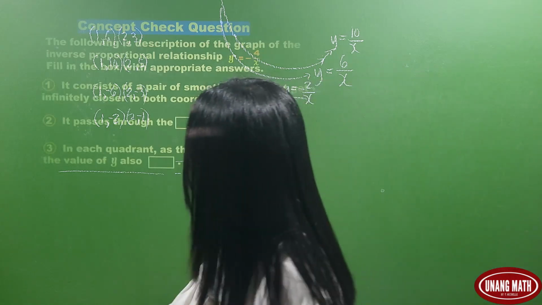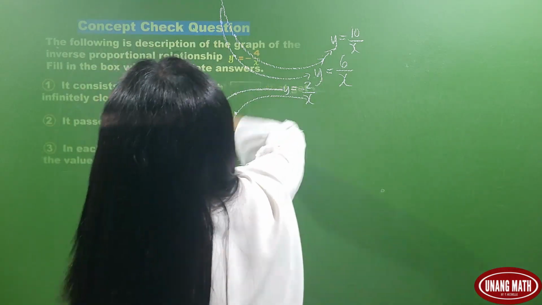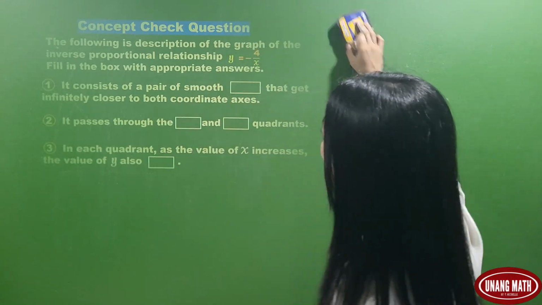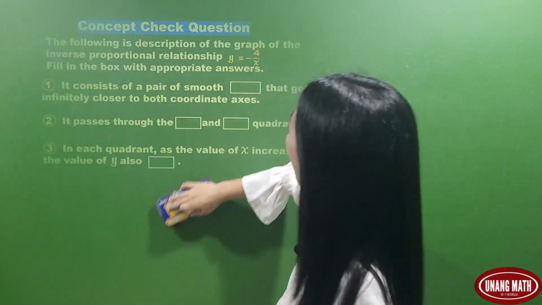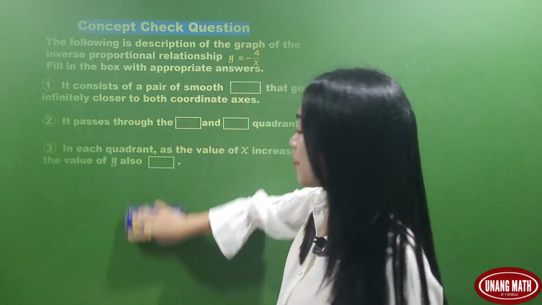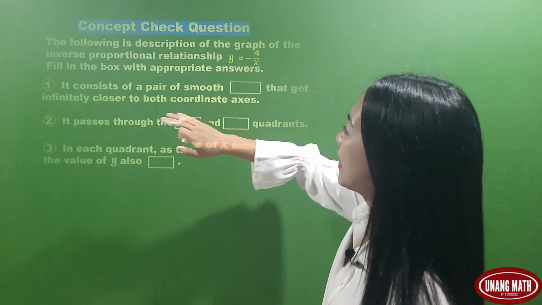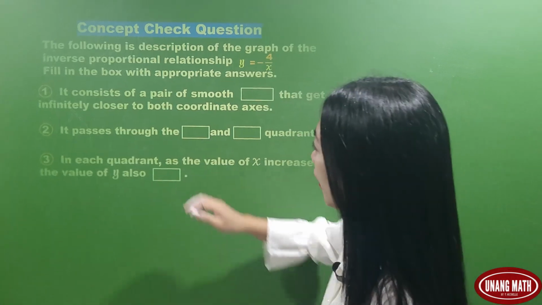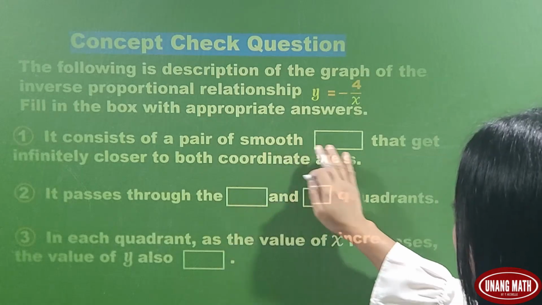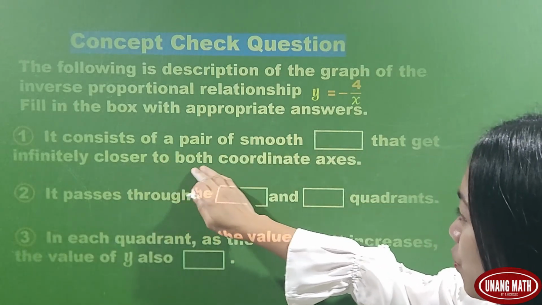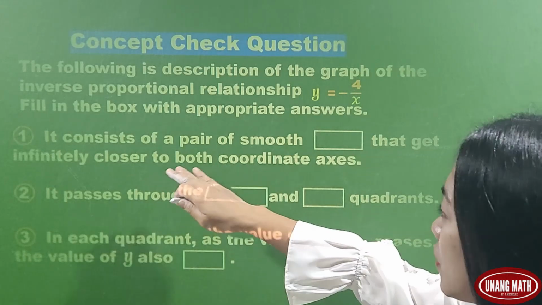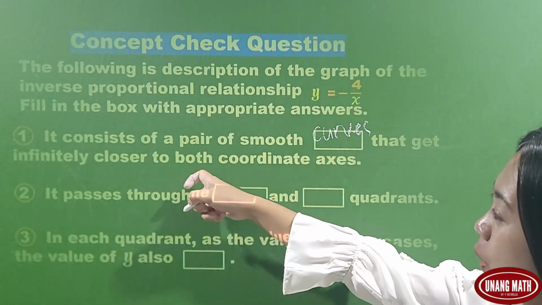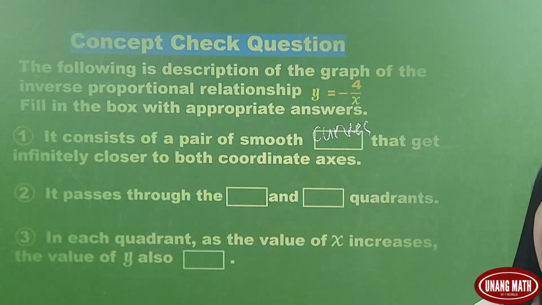Okay, this time, we are now ready to answer this concept check question. The following is a description of the graph of the inverse proportional relationship y is equal to negative 4 over x. Fill in the box with appropriate answers. Okay, it consists of a pair of smooth blank that get infinitely closer to both coordinate axes. So it consists of a pair of smooth curves that get infinitely closer to both coordinate axes.